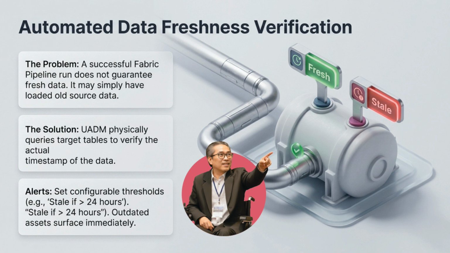We've all seen it before. Your Fabric pipeline shows a successful run, but the data is still outdated. That's because a successful process doesn't always guarantee fresh data. It might just be loading old source files. That is where UADM comes in. Instead of just trusting the status light, it physically queries the target tables to verify the actual timestamp. You can set your own rules. For instance, marking data as stale if it's older than 24 hours. This way, any outdated assets surface immediately, ensuring that the insights you provide are always based on the most current data available.